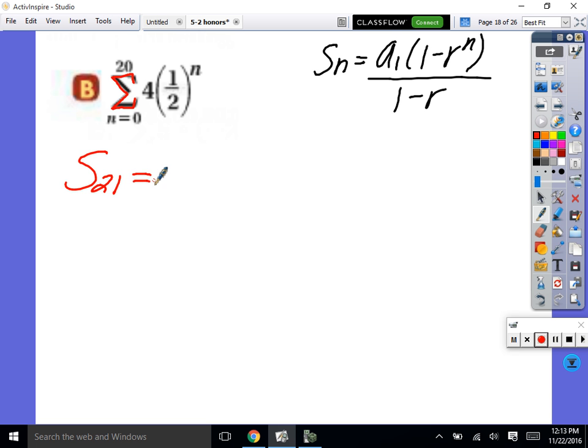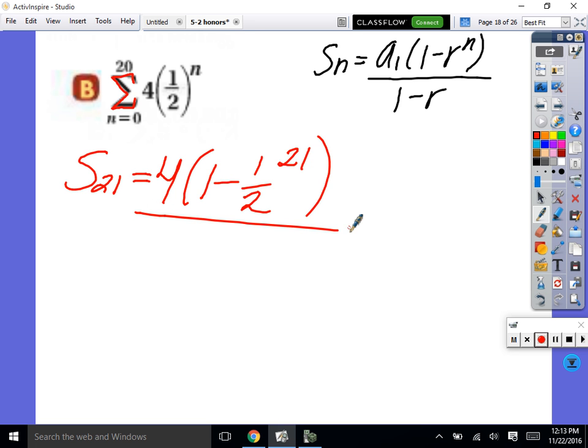That'd be plugging in 0. Any base to the 0 power is 1. So our first term would be 4. And we have 1 minus r. Our r is what we're multiplying by, so isn't it a half? So from our formula, we know it's a half. And then we have raised to the 21, and then divided by 1 minus a half on bottom, which is just a half.